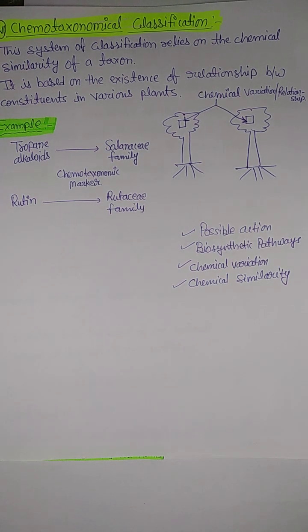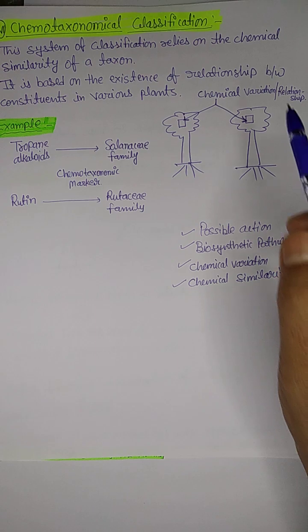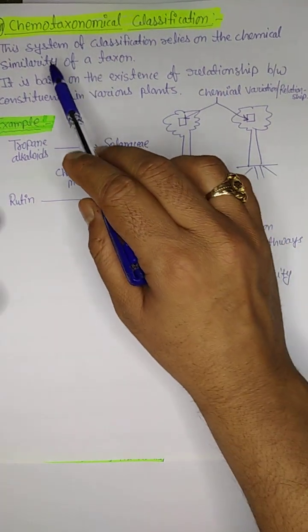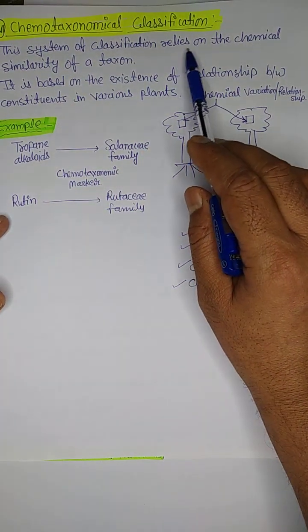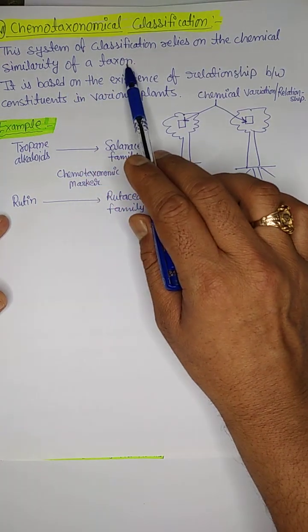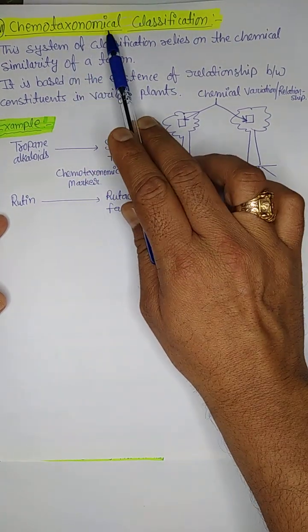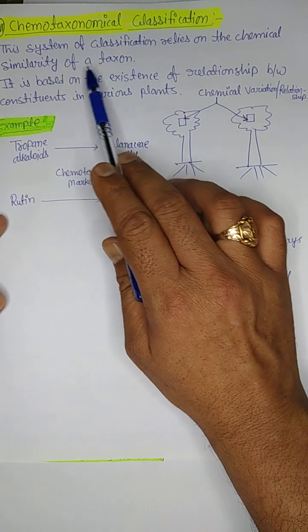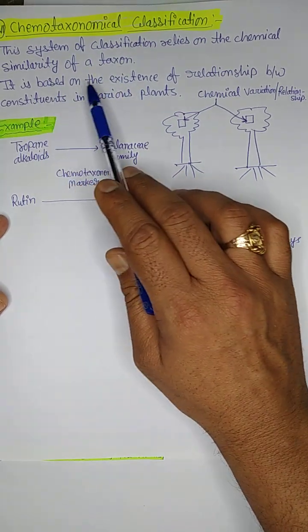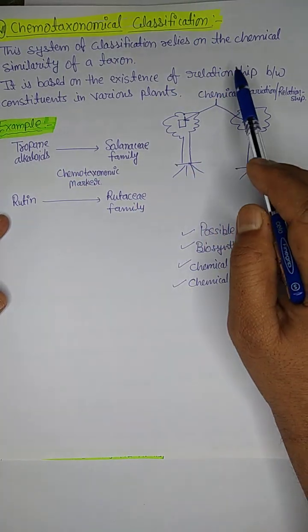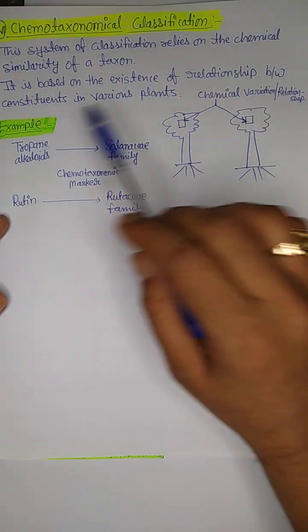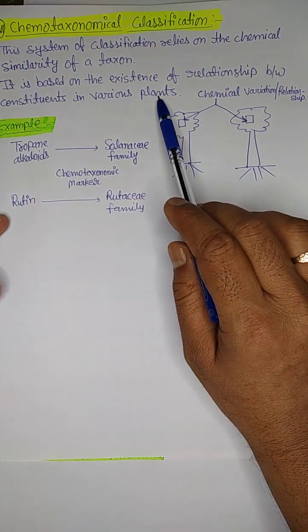Okay, now the next mode of classification is chemotaxonomical classification. Very important, sometimes it will be asked in short notes, so write a note on chemotaxonomy like that. When we talk about chemotaxonomy, as the name indicates, this system of classification relies on the chemical similarity of taxa. So chemotaxonomy is chemical similarity among different taxa. It is based on the existence of a relationship between constituents in various plants.